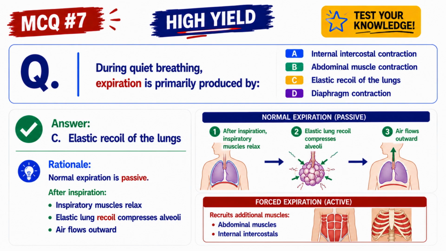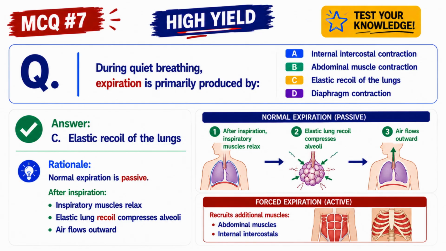Here's why. Normal quiet inspiration is active. It requires muscle work. The diaphragm contracts and descends. External intercostals lift the rib cage. The thorax expands. Lungs are pulled open. Air flows in. Normal quiet expiration is entirely passive.